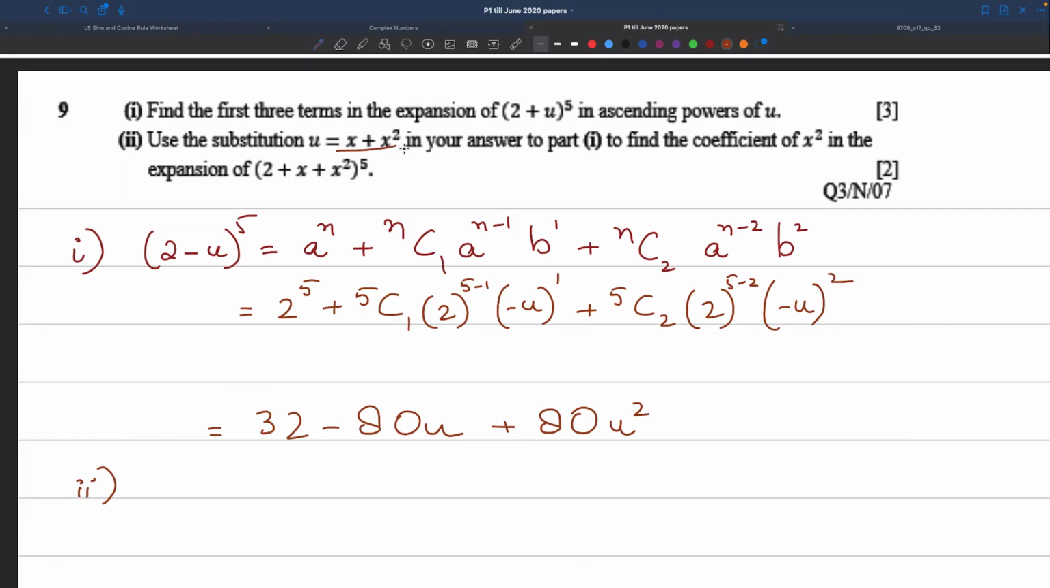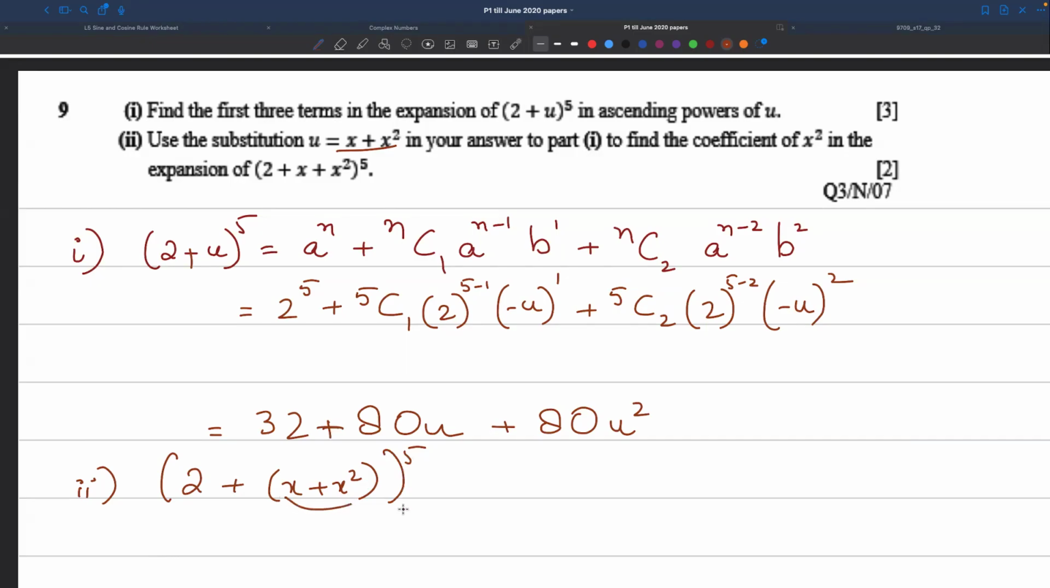Now in the next part it says use the substitution. Acha, not every time will it say use a substitution. You will have to use your own brain at times as well, because sometimes it will directly give you this: 2 plus and then x plus x square over here. Okay? Achha, this was plus. Why did I use minus? My bad. This is plus only, right?